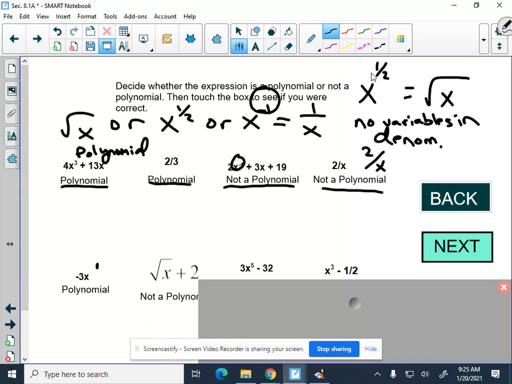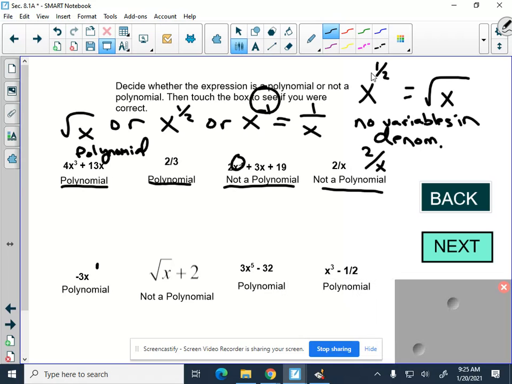How about this one, yes or no? Is it a polynomial or not? Yes. How about that one? Polynomial. Again, it's only the x. If the x has the 1/2, if that threw you off, that's just a number. It's the number 0.5. We can have that.